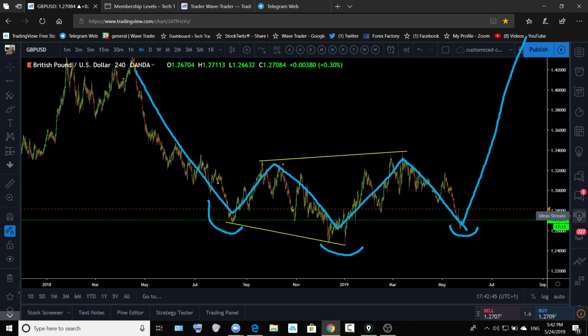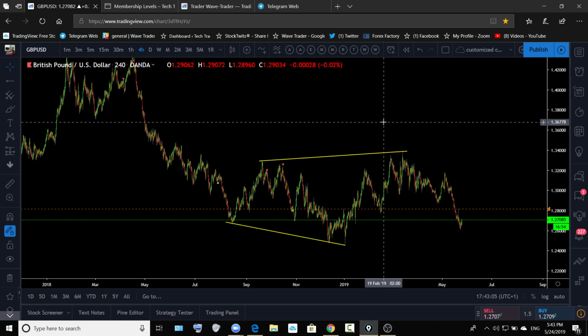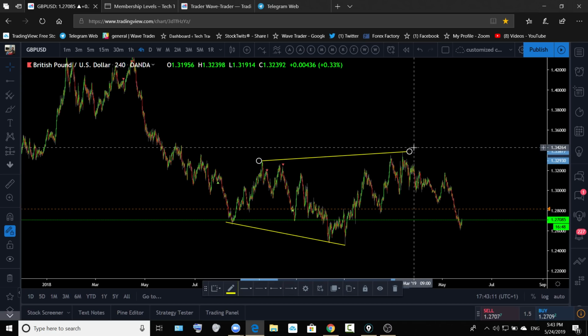What it is doing is forming a struggle: your left shoulder, your head, and your right shoulder. We want this right shoulder and this impulse to hold and the pound to take off for longer term. So you can't be bearish on the pound dollar and bearish on the dollar index at the same time.